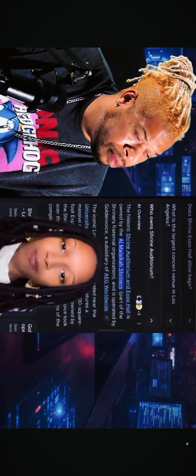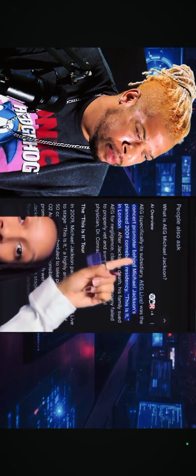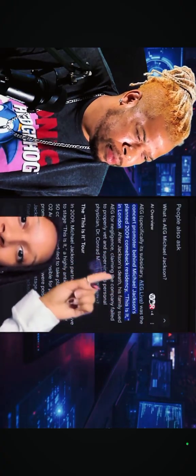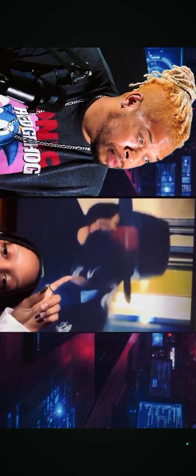Pay attention. Make note that California is the same state he passed away in, and the same state he burned his hair. So I look up who owns the auditorium where it all started. It's operated by AEG. AEG was the concert promoter behind Michael Jackson's This Is It tour. Stop right there, because there's specific information about Michael Jackson that does not want to be revealed right now.